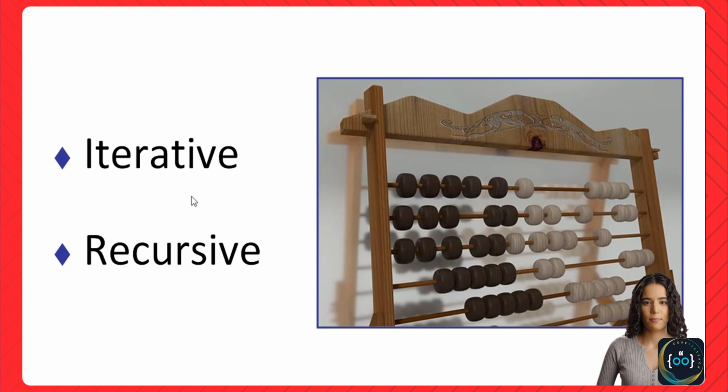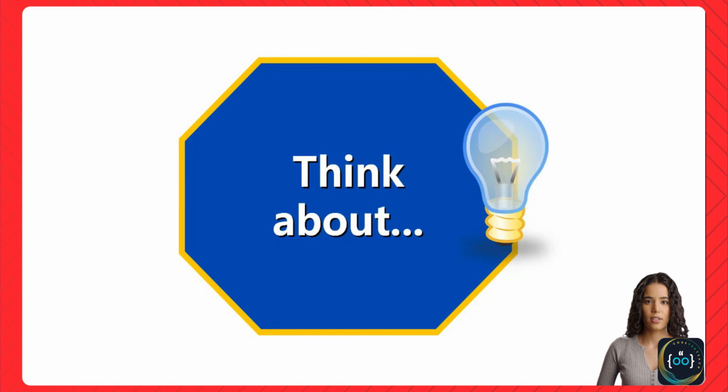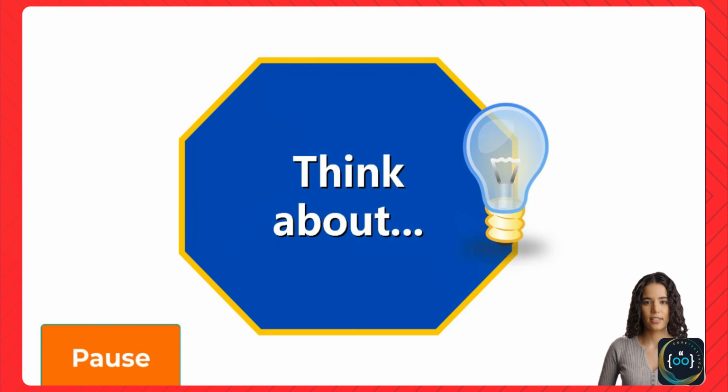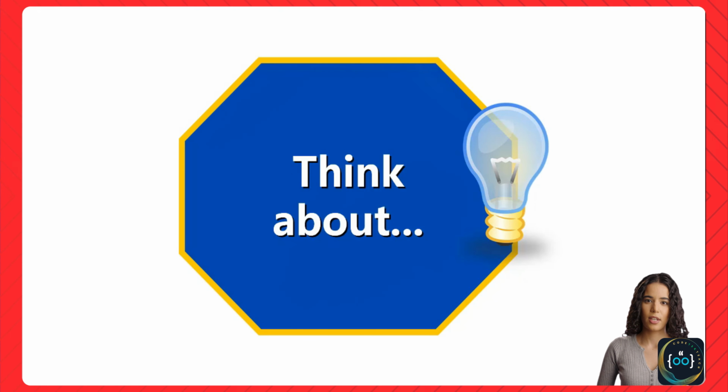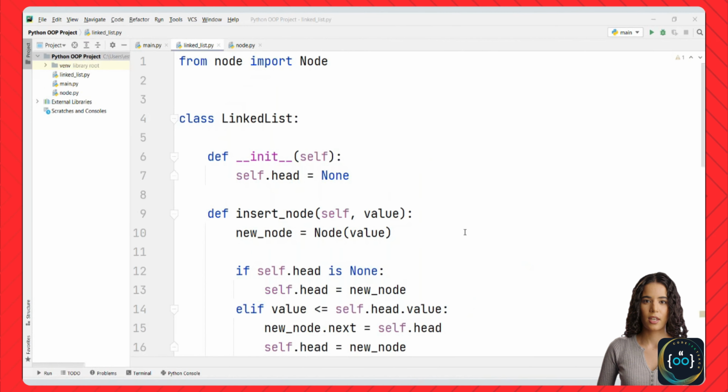There are two ways to implement this: iteratively, using loops, and recursively, calling the method recursively. I will show you both ways, and this will be a great opportunity to work with recursive methods. These are just like recursive functions, methods that call themselves. Think about how you would implement this in your code. You have to traverse the list and keep a counter to know how many nodes you have visited so far. Pause the video for a moment, try to come up with a solution, and then come back so we can start writing the code. Welcome back.